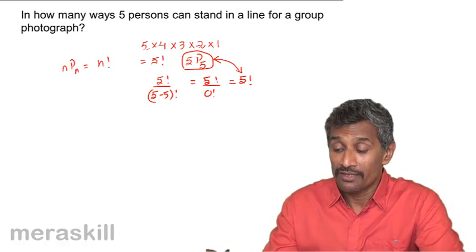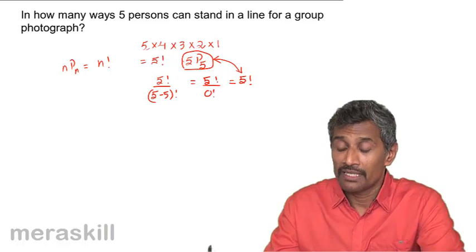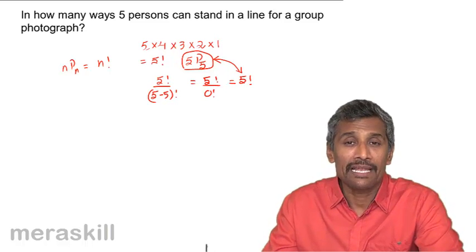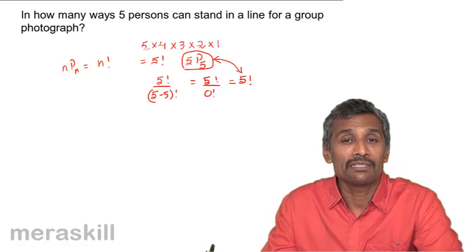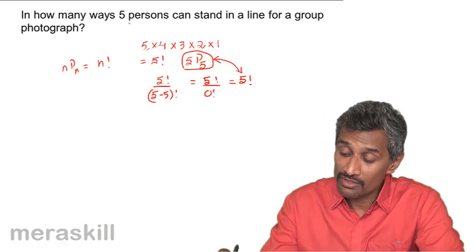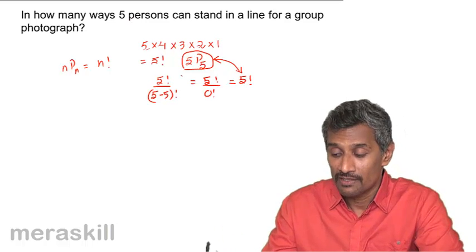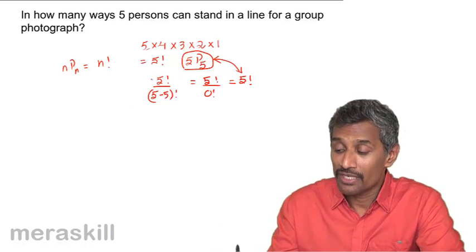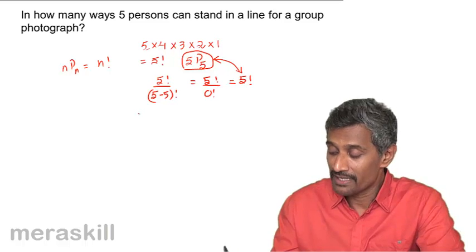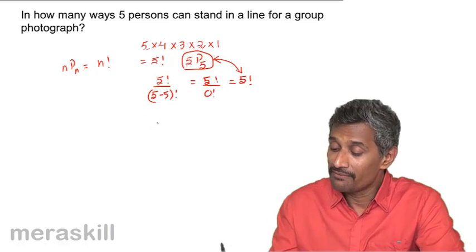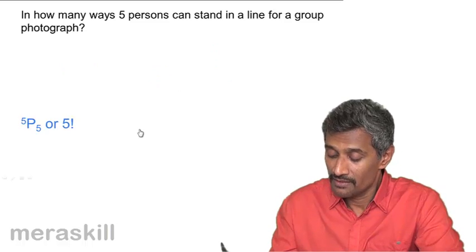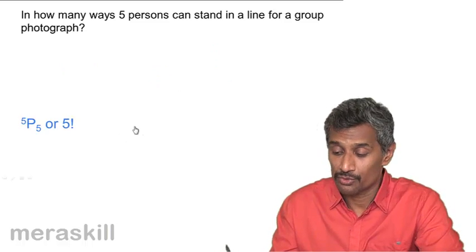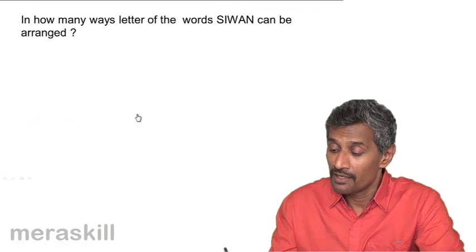So in short, 5P5 and 5 factorial are the same, or in other words, nPn is the same as n factorial. Also remember that whenever n people are selected and the same n are arranged, you can always arrange them in n factorial ways. So here you're picking up 5 people and you arrange them in 5 factorial ways. So we have the answer as 5 factorial. Let's take the next one.